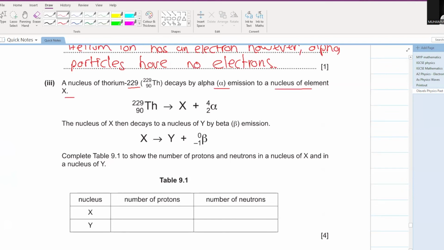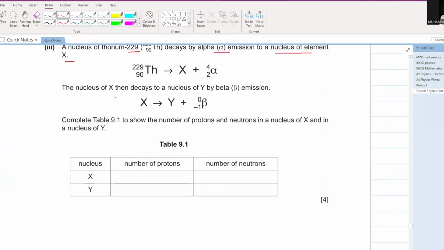Perfect. Alpha emission हो रही है. The nucleus of X then decays by beta emission. Perfect. Complete table 9.1 to show the number of protons and neutrons in a nucleus of X and in a nucleus of Y. बेटा जब आपकी alpha particle decay हो रही है, what will happen? Sorry, my bad. Whenever you are having an alpha particle decay, your proton number decreases by 2. This will become 88. And your mass number decreases by 4. This becomes 225.